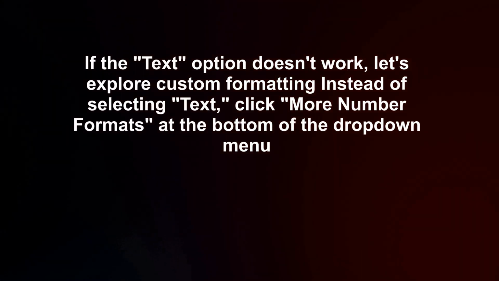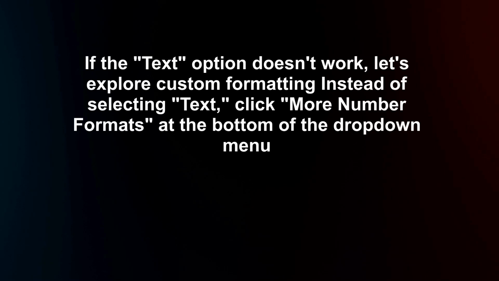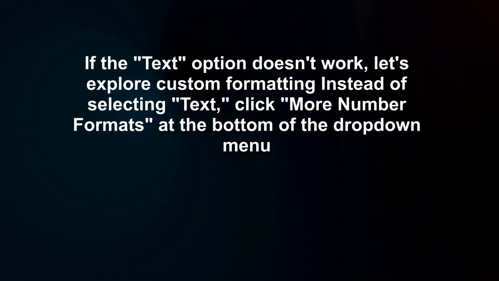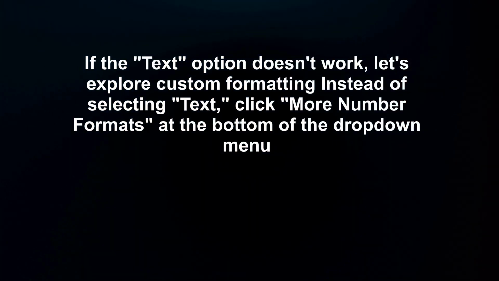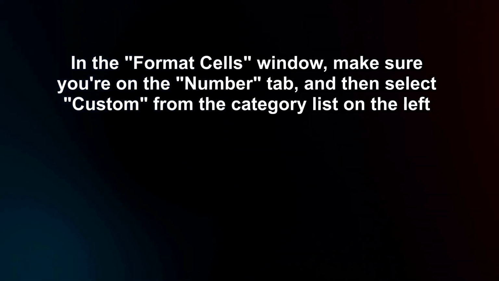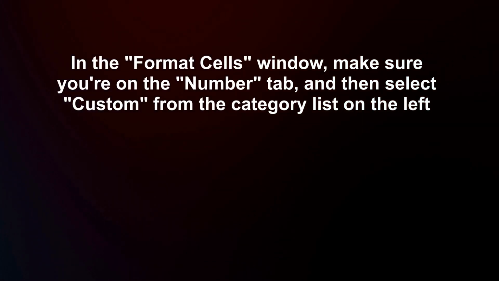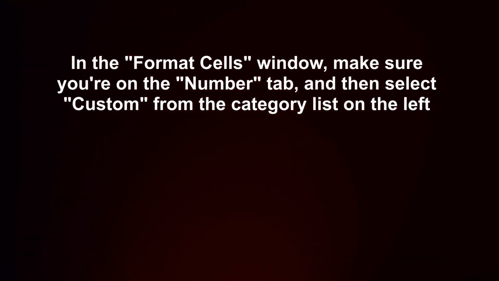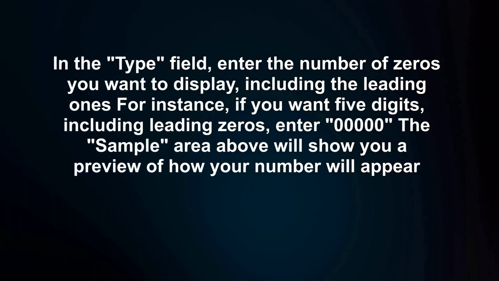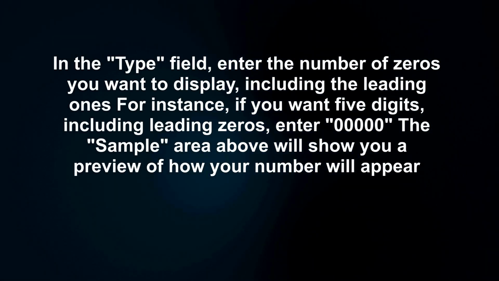If the text option doesn't work, let's explore custom formatting. Instead of selecting text, click More Number Formats at the bottom of the drop-down menu. In the Format Cells window, make sure you're on the Number tab, and then select Custom from the category list on the left. In the Type field, enter the number of zeros you want to display, including the leading ones.